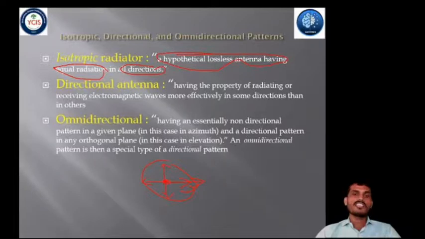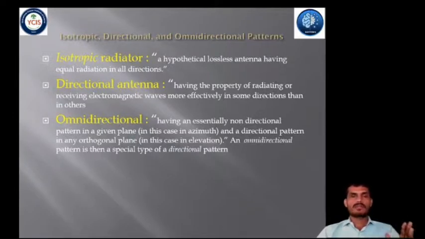That means energy is radiated from the center toward any destination in equal form, that means in all directions. A hypothetical lossless antenna having equal radiation in all directions is known as the isotropic radiator. After the isotropic radiator, there is another one, which is known as the directional antenna. A directional antenna has the property of radiating or receiving electromagnetic waves more effectively in some direction only than in other directions.